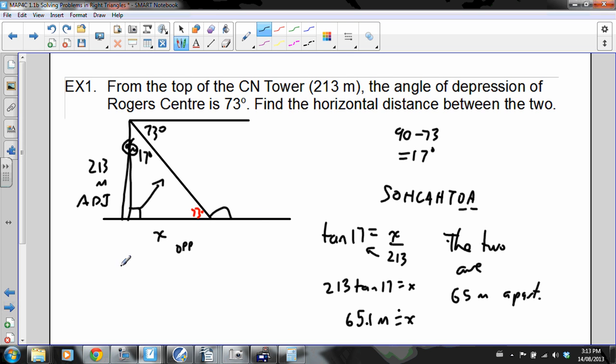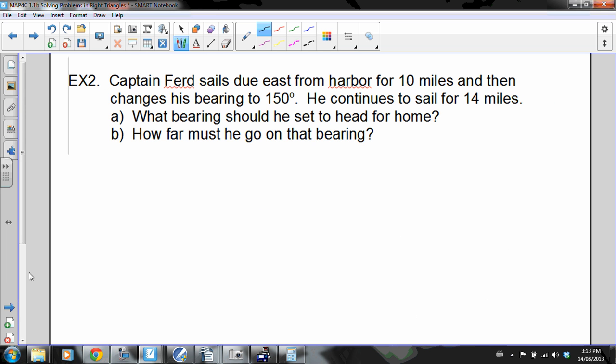All right, next. Okay, I think this question is a little bit different than the one that's on your sheet. It starts off the same. Captain Ferd sails due east from harbor for 10 miles, and then changes his bearing to due south. We're going to stick with what you've got on yours. He continues to sail for 14 miles. What bearing should he set to head for home?